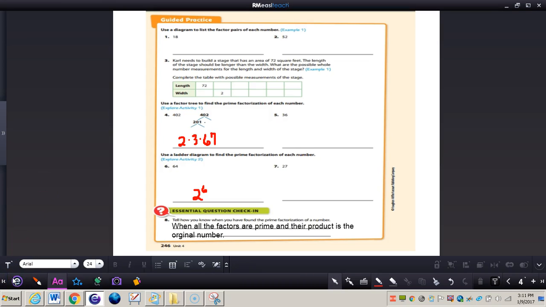Okay, wrapping up the video, it says tell how you know when you have found the prime factorization of a number. You know this when all the factors are prime and their product is the original number. So this concludes the video on prime factorization.